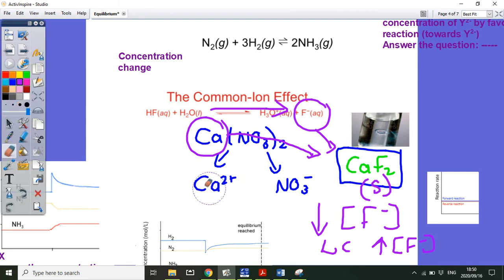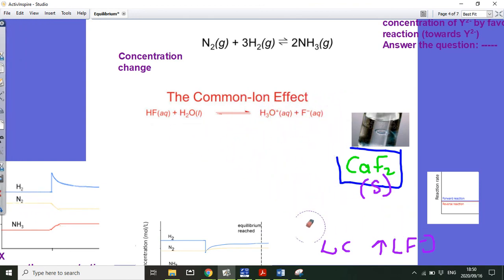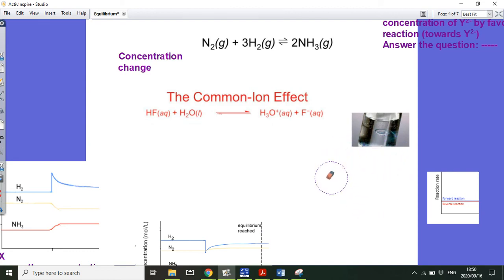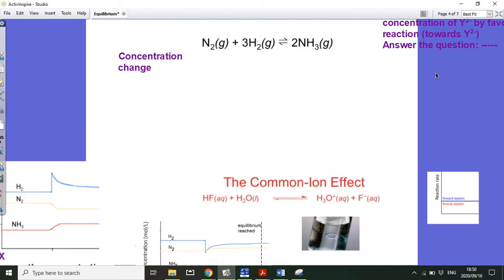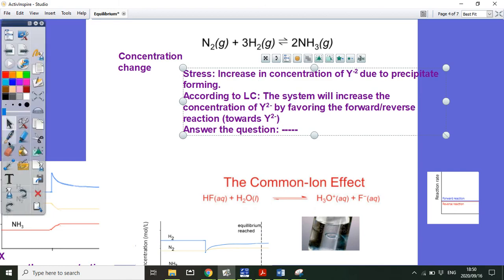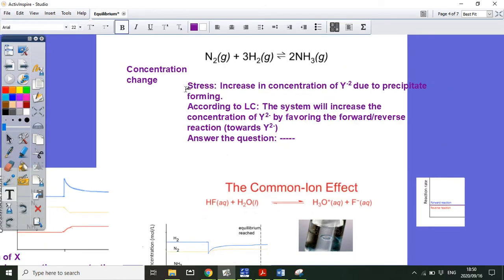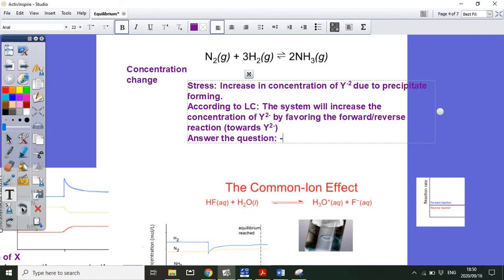So please look out if the question says anything about a precipitate or an insoluble solid, it means one ion in your solution is going to be stolen out. And the stress is actually the removal of that ion. So if you say that the stress is a decrease in the concentration of any ion, oh man, what did I do now? Fix.